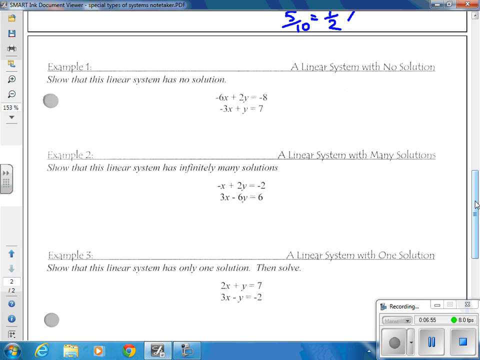So if you look at the first one, we're going to solve it by elimination, which means we need to eliminate one of the letters. I'm going to multiply the bottom equation by -2 so that I can cross off the y's. Let me rewrite the first one so you can see what's happening. After multiplying the second one by -2, I'm going to have positive 6x minus 2y equals -14.